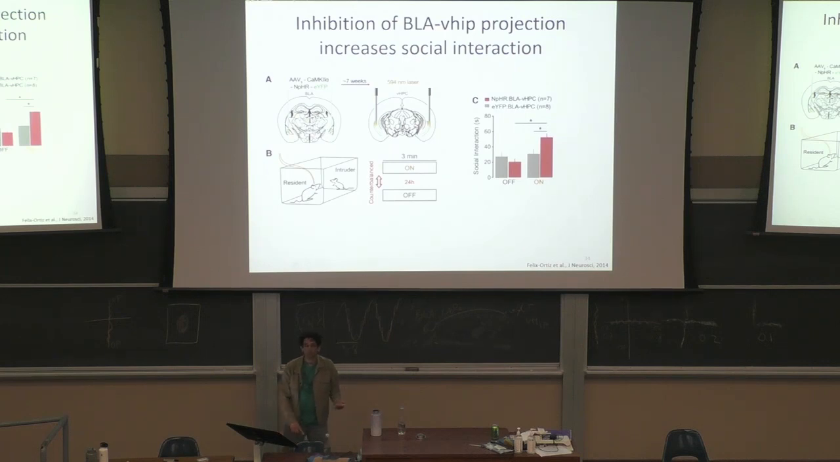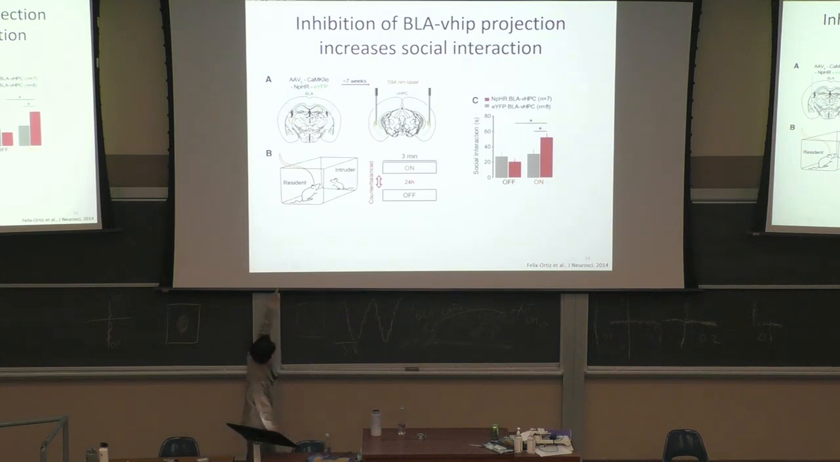And the same group also showed that that same projection from basolateral amygdala to ventral hippocampus was controlling not only aversion to open spaces, but also social interactions. This is a different thing we didn't talk about so far. We talked about spatial memory and anxiety. Now there's this different behavior, which is social interaction.